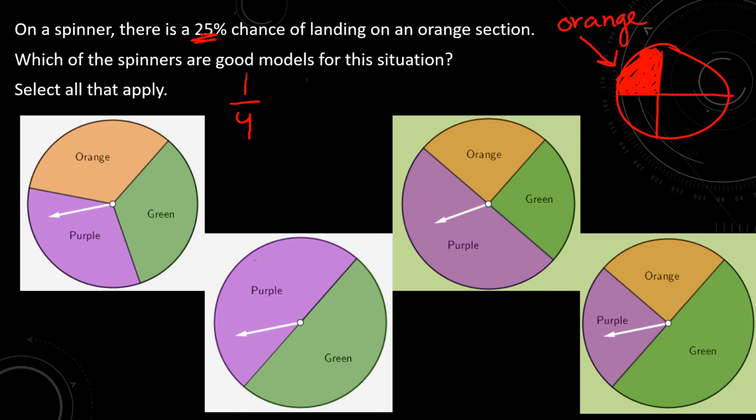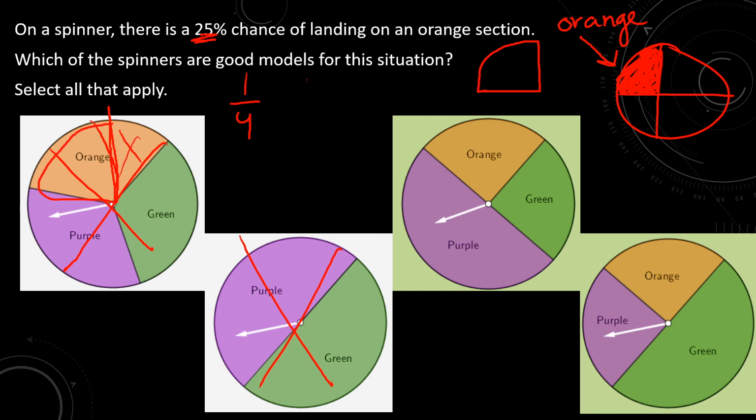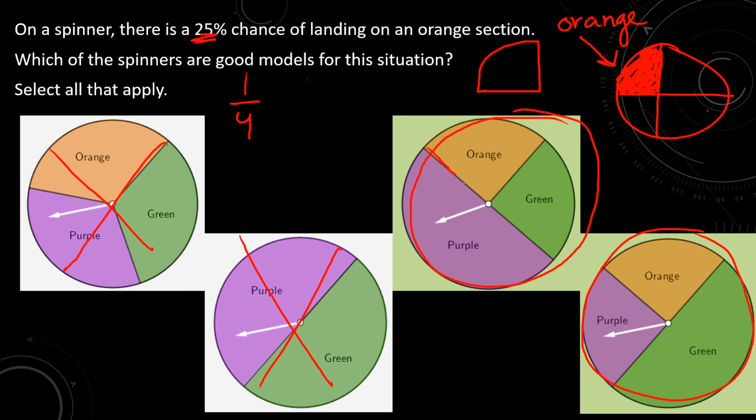If I have an orange, this one down here doesn't even have orange, so don't pick that one. An orange section has to look like this, so it has to kind of have this shape to it. It can't be bigger, it can't be smaller. If I look at this first one over here, this orange section is too big. It needs to cut off right here. That's the orange section I want, which means I don't want any of this. So that one unfortunately cannot be it. However, both of these two over here have the perfect orange section. The orange section of these spinners is 25% or 1/4 of that spinner.